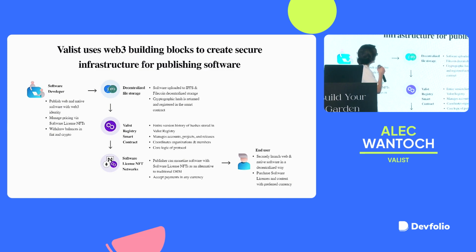And then everything is stored on decentralized file storage. So all the software in Valist protocol gets stored and archived onto IPFS and Filecoin and duplicated on different miners around the world. So you're pretty much guaranteed that that software is going to exist. And then the cryptographic hash of your software is registered in the Valist registry smart contract. So all of the stuff gets uploaded to decentralized storage, and then you take the result of that, and we put it in the smart contract.